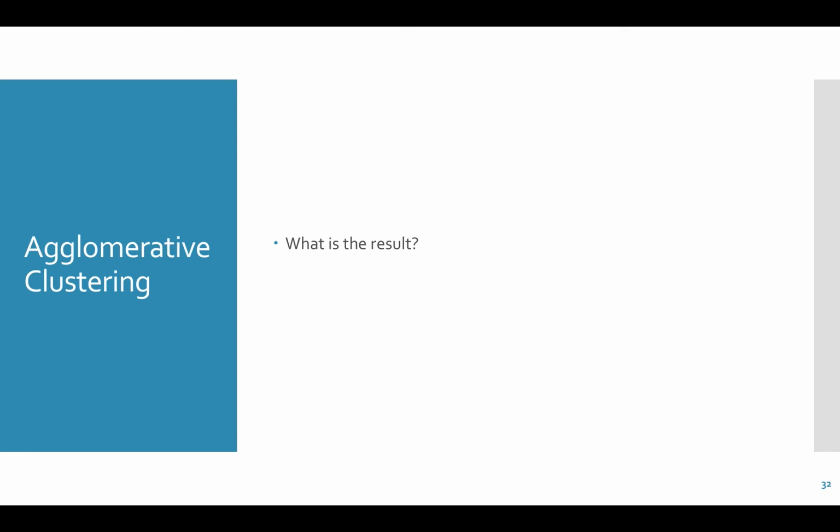Wait, what? Right? That doesn't make any sense. Why would we have 1 cluster at the end? We're trying to cluster the data, not say, hey, here's all the data. So the result of hierarchical clustering is actually a dendrogram. That's going to be true for agglomerative and divisive clustering. A dendrogram is just a tree that represents the hierarchy of clusters, so it represents how all the clusters were formed and combined.